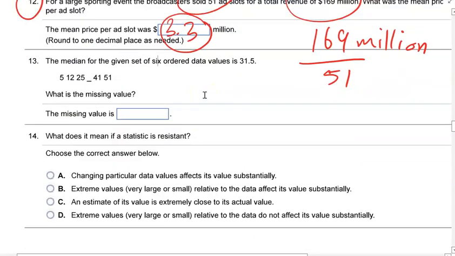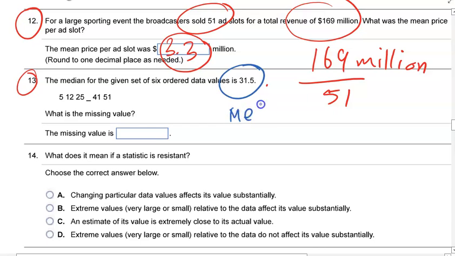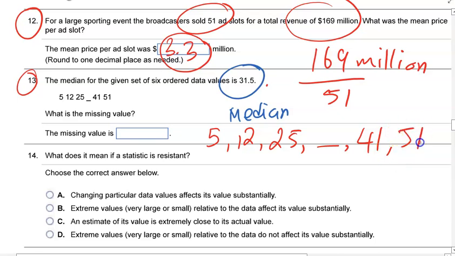Okay, number 13. The median for the given set of 6 ordered data values is 31.5. 31.5 is the median of these 6 ordered data values. Let me put it down here: 5, 12, 25, the missing value, 41, 51. Remember that this is already ordered.